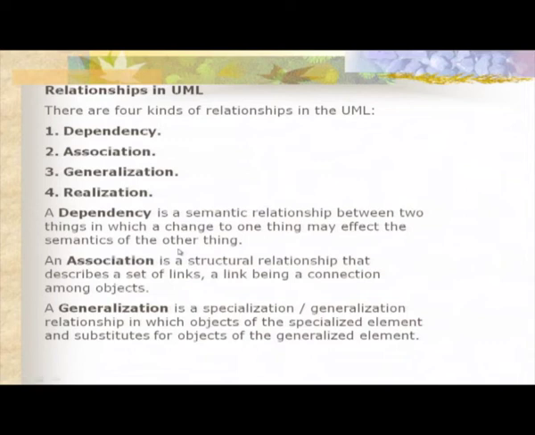So, relationships in the UML: dependency, association, generalization, realization. We all know dependency is something we talked about as a semantic relationship between two things, in which a change to one thing may affect the semantics of the other thing. Association is very clear, the mapping is very clear. What we are talking about is change. This is necessary because what punctuates software engineering is its enormous flexibility and capacity to make change happen. That is a core strength.